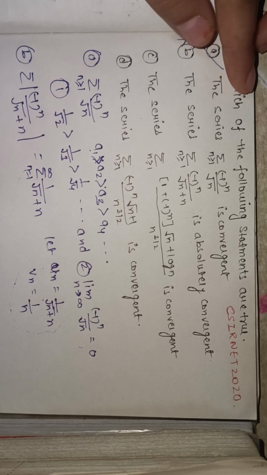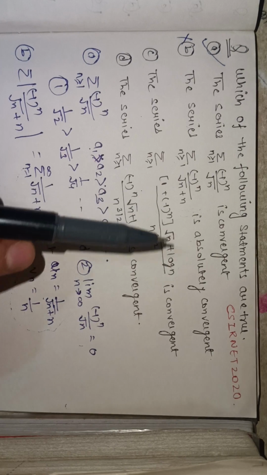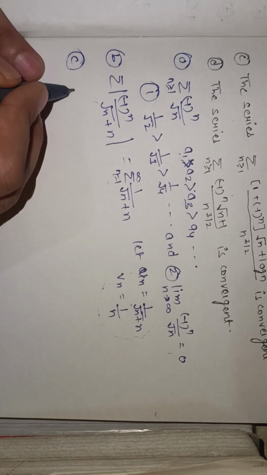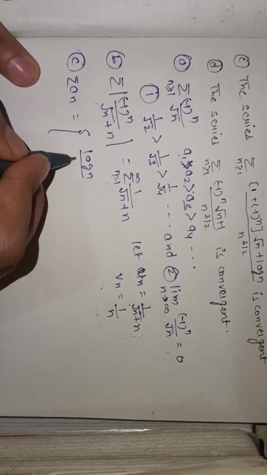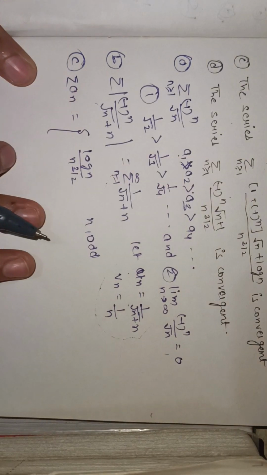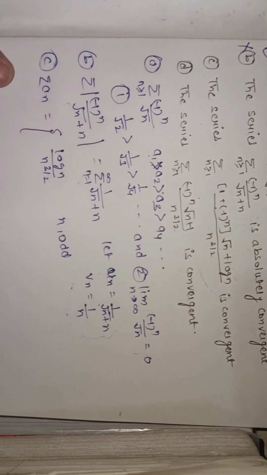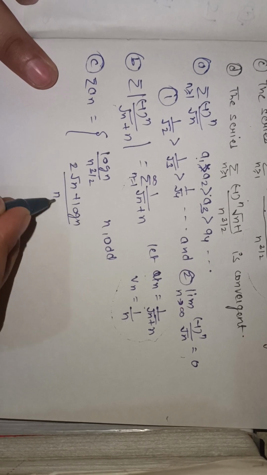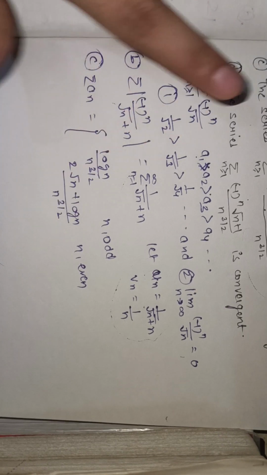For the third option, here we have to split this series into two different series, one of even terms and one of odd terms. Let the series be an equal to log n upon n to the power 3 by 2 when n is odd. If n is odd, then this is the term, and if n is even, then it becomes 2 root n plus log n upon n to the power 3 by 2.